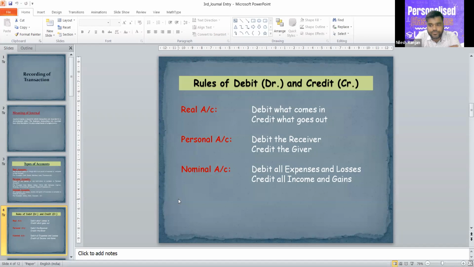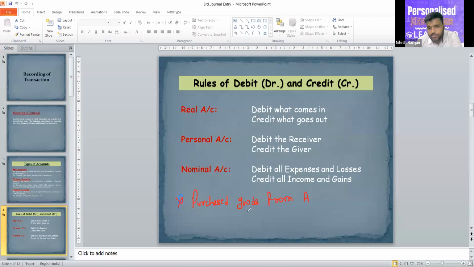Okay. So if we are doing a transaction with someone, let's say I am purchasing goods from A, I will write like this: purchased goods from A.